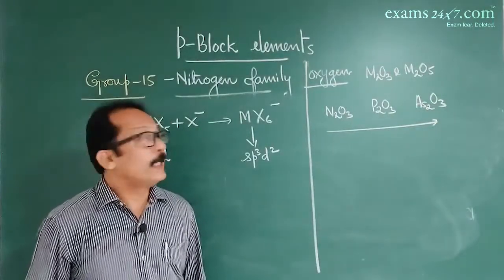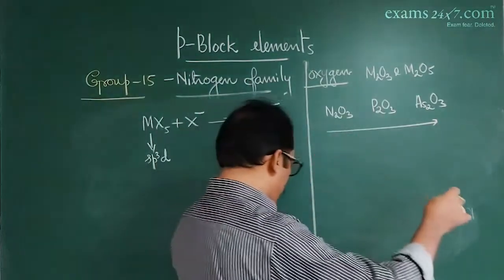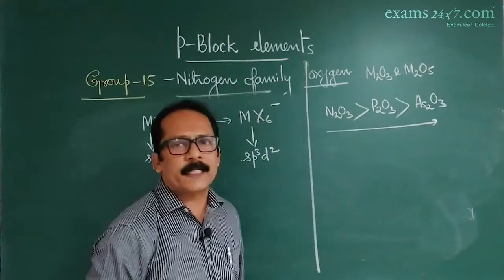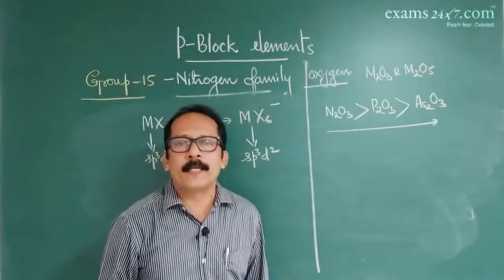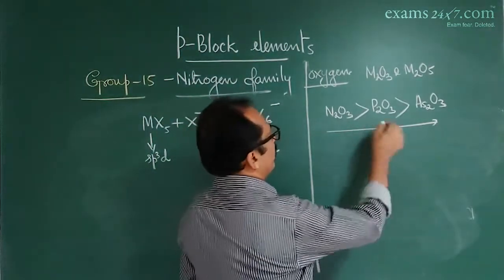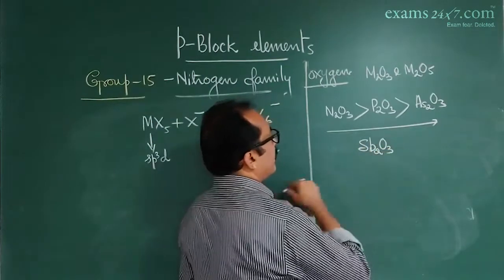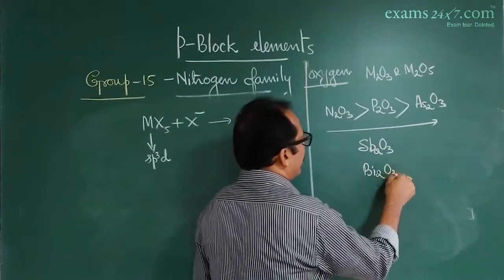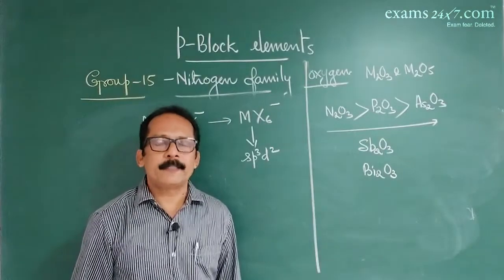That is due to decrease in electronegativity. Now, among these, the acidic strength is highest for N2O3 and least for As2O3. So down the group electronegativity decreases. Now, say about the oxide of antimony, it is amphoteric. Oxide of bismuth, it is basic. Metallic oxide, it is basic.